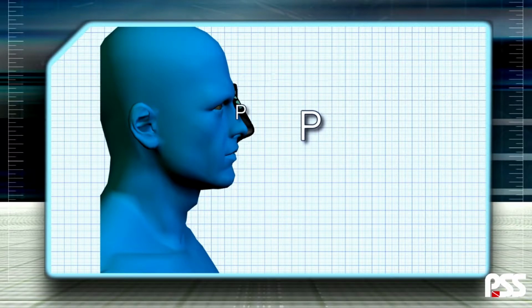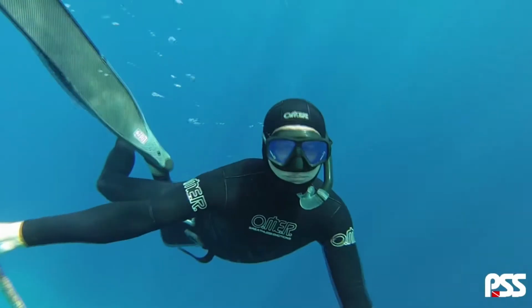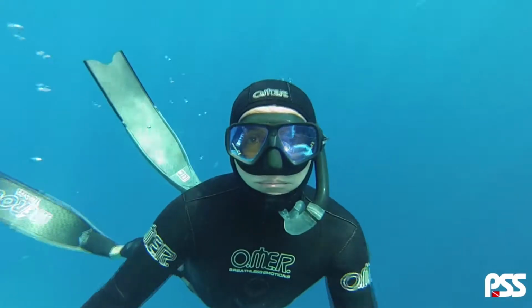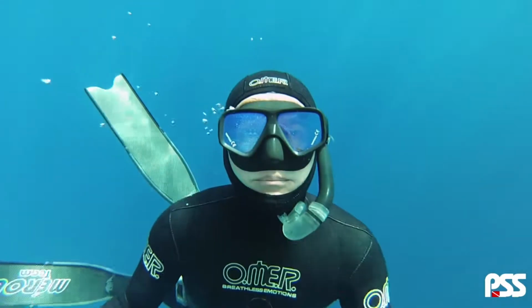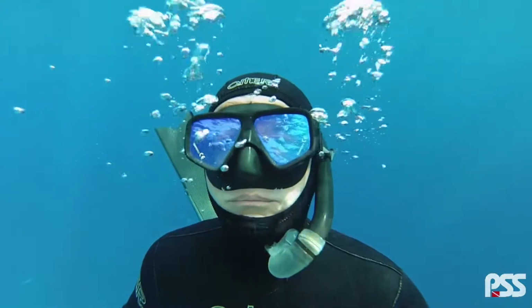If the difference is great, the ocular capillaries can break, resulting in the leakage of blood, which makes the eye red. Avoiding this effect, called mask squeeze, is in any case very easy. Just blow a little bit of air through the nose into the mask during the descent.